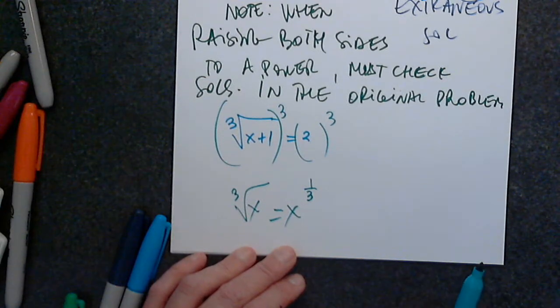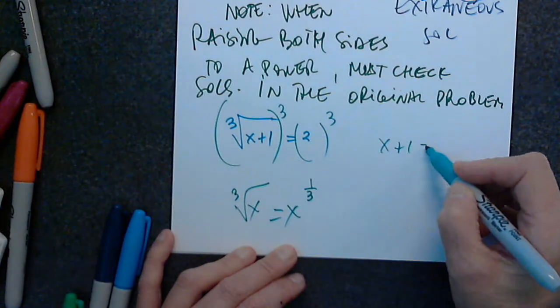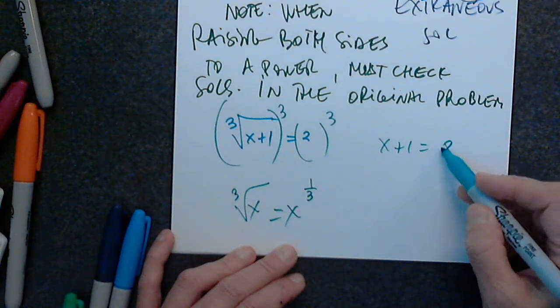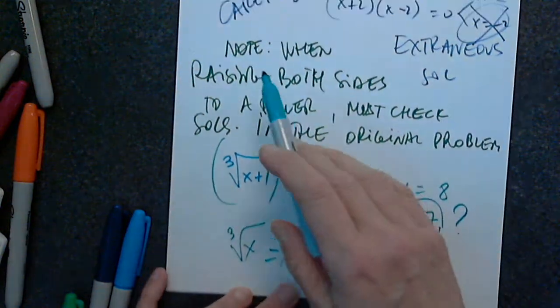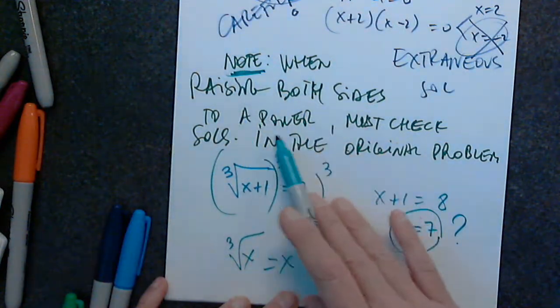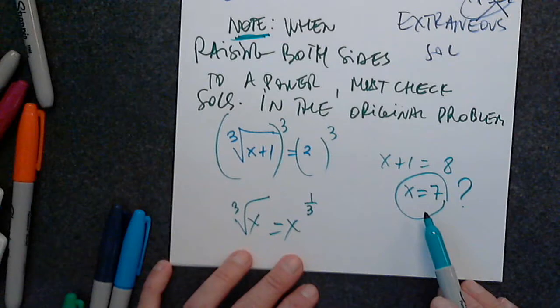My apologies. Yes, indeed. We have to raise both sides to the 3rd power. So then the left-hand side will be x plus 1. The right-hand side will be 8. So therefore, x equals 7. But it comes with a question mark. Because we raise both sides to a power, we don't know if this works in the original problem.